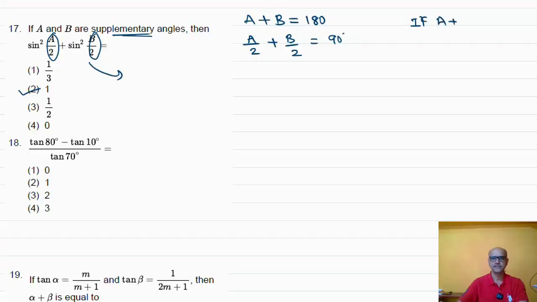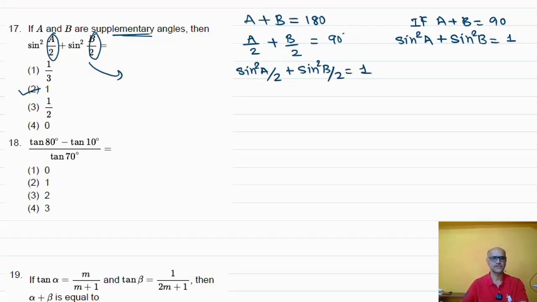If a plus b is equal to 90, then you will have sine square a plus sine square b equal to 1. So here a by 2 plus b by 2 is 90. So sine square a by 2 plus sine square b by 2 will be equal to 1. So option 2 is our answer.